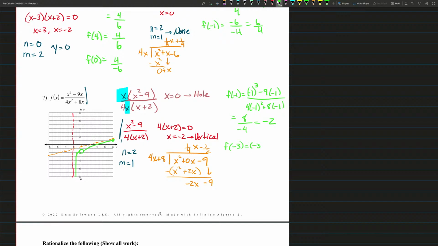So that's -3 cubed minus 9 times -3. And then 4 times -3 squared plus 8 times -3. Up top, we just get 0. So we get -27 plus 27, that's 0. Down bottom, it shouldn't matter. So 4 times 9, that's 36. Minus 8 times 3, that's again, it doesn't matter, we just get 0. So it's like right here.